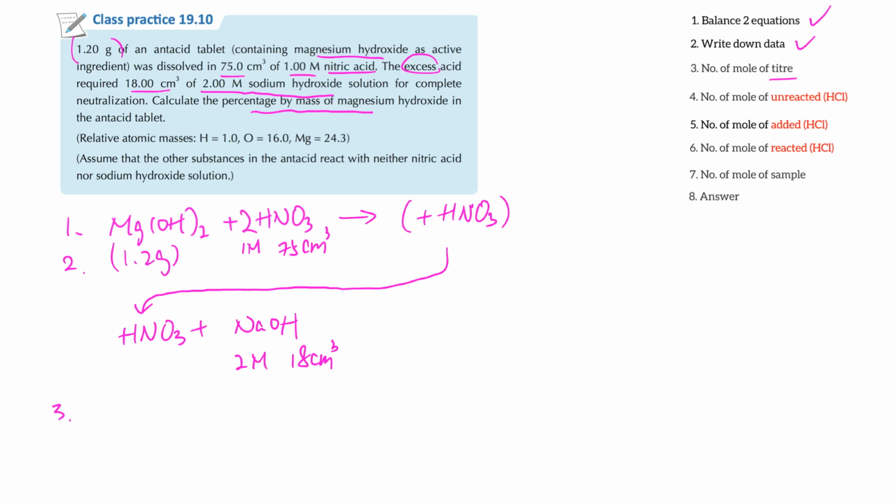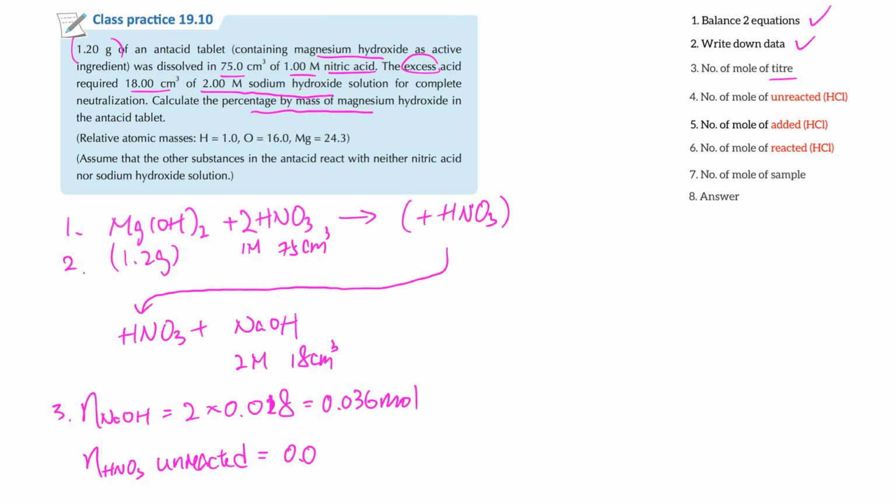The number of mole of NaOH equals 2 times 0.018. The answer for this part will be 0.036 mole. And then the unreacted HNO3 will equal 0.036 divided by 1 times 1, which is 0.036 mole as well. That will be step 4, the unreacted one.